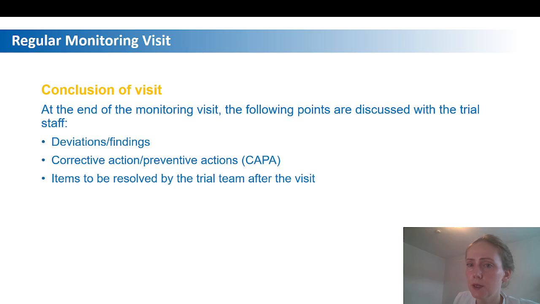At the end of a regular monitoring visit, the monitor usually seeks a conversation with the investigator and other involved trial staff to provide details on the monitored items. They will discuss the deviations and/or findings that the monitor identified and the corrective and preventive actions to be taken, and specify the items that need to be resolved by the trial team after the trial visit.